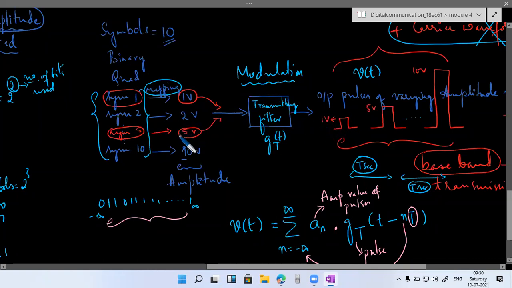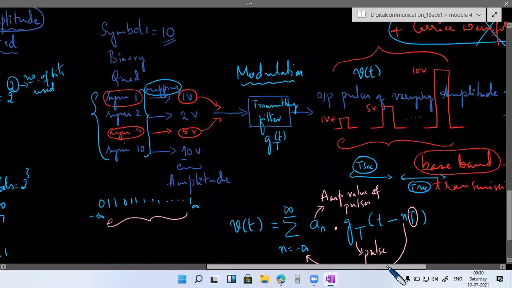Or else if my input is symbol 5, or in other words 5 volts, this transmitting filter will produce a pulse having an amplitude value equal to 5 volts. Likewise, if my input symbol is 10 volts, we'll be feeding 10 volts as input to this transmitting filter, where it generates a pulse having amplitude value equal to 10 volts. So this is how we'll be transmitting.